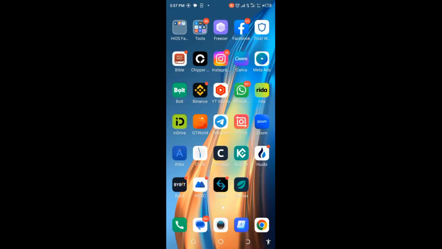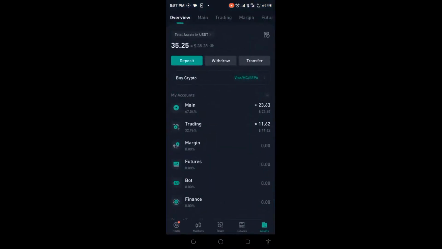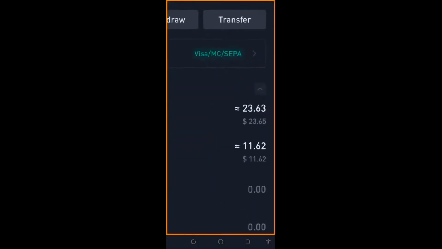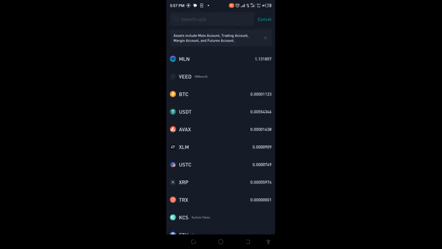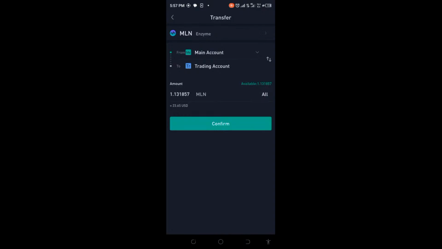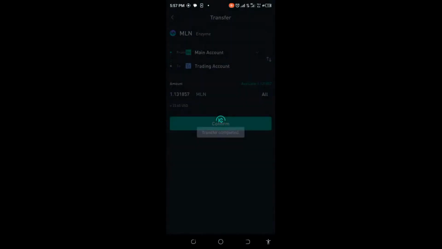So let's go back to KuCoin and see what we have here. What we have returned is 23.65 or 23.63 approximately. Let's just say 23.6. So about 25 or 30 cents. Okay, so now what we need to do is transfer this, right? So what do we have here? We have 1.13, so we're just going to put that, 1318.